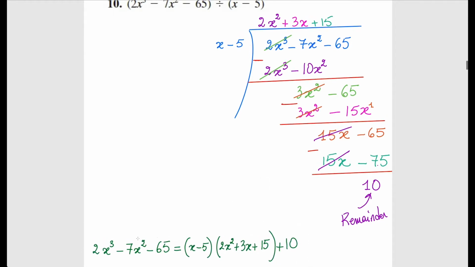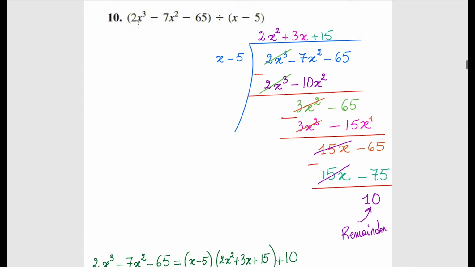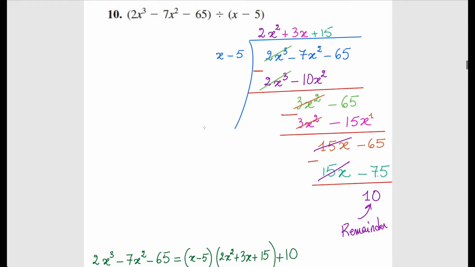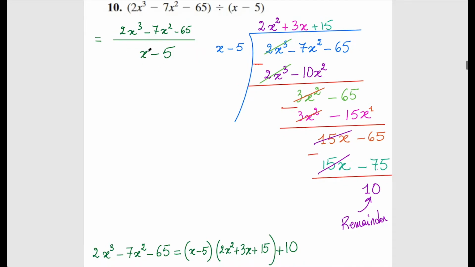Okay, makes sense? So this is what I get. P of x, the dividend, is equal to divisor times the quotient plus the remainder. And what did they tell us? They told us to divide this by x minus 5. So technically what they want is a writing for 2x cubed minus 7x squared minus 65 divided by x minus 5. So they want this quotient to be written and see what happens.